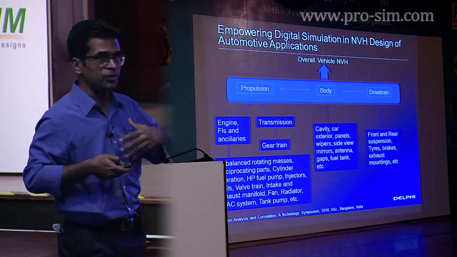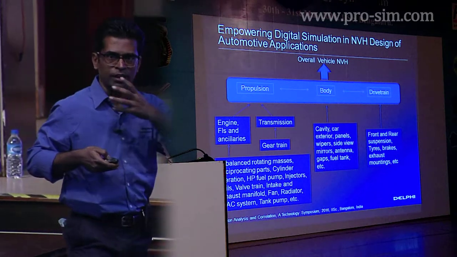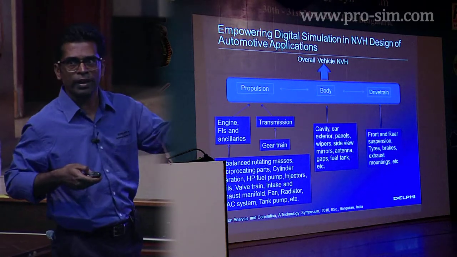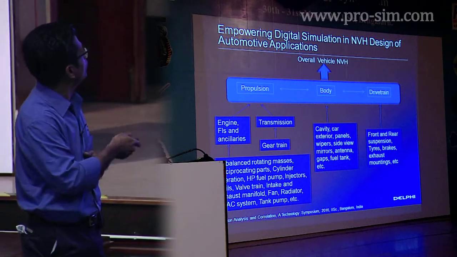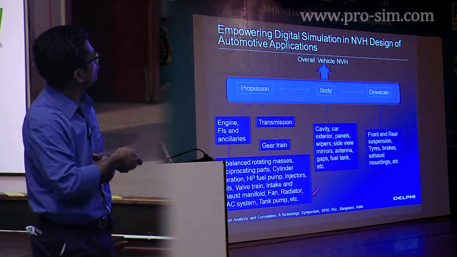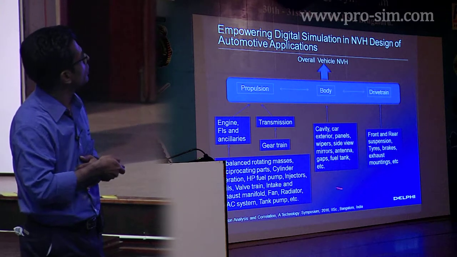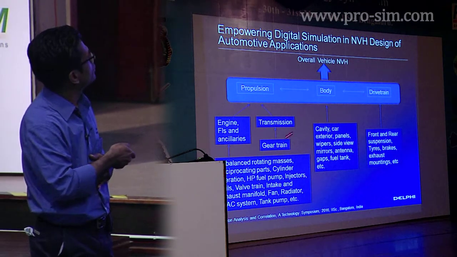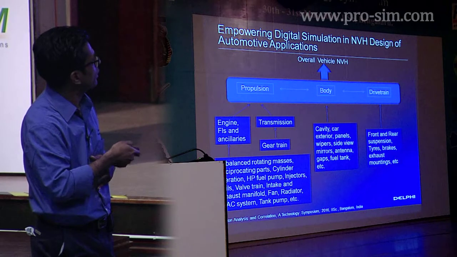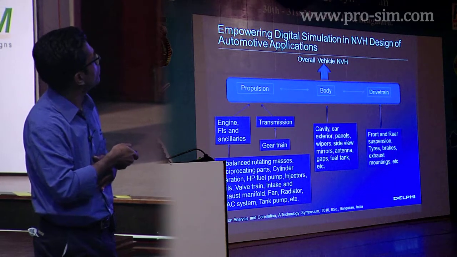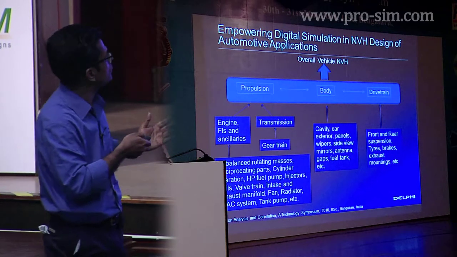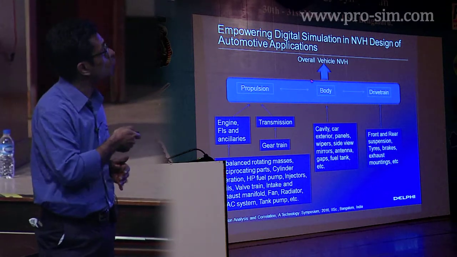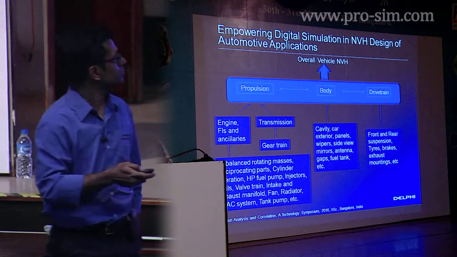There are various ways of transfer of energy, either through the structure or through the air or the fluid medium surrounding the source. So there are so many components in a vehicle that can get excited, radiate, and propagate this energy and contribute to the overall vehicle NVH.